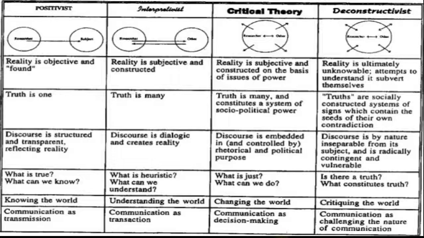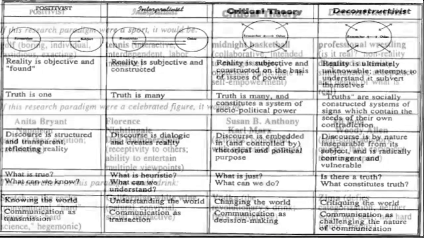The second one is talking about the nature of reality. The third row is discussing how truth takes place in the different paradigms. The next row is discussing how discourse takes place in each paradigm. The next row discusses the different questions to be asked and answered by each paradigm. The next row discusses the purpose of each paradigm. And then the last row discusses the role of communication in each of the paradigms.